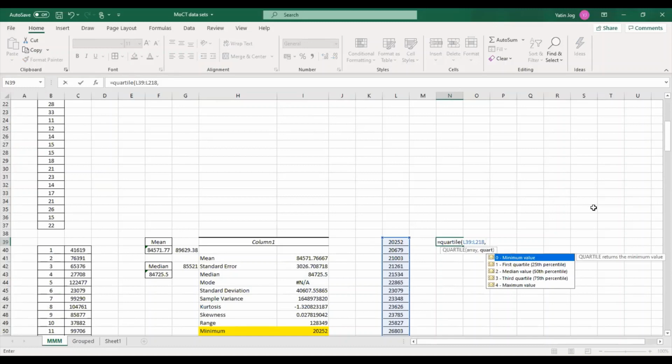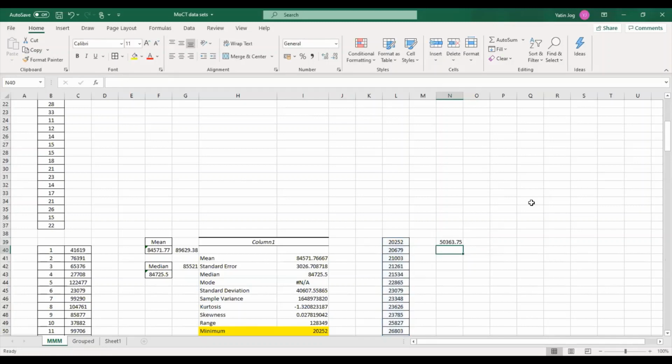First quarter means 25% of data will be below the first quarter, that is the 25th percentile. Second quarter means the median itself, because the median divides your data set into two equal parts, 50-50%. Third quarter means 75% of data will be below the third quarter, and the remaining 25% will be above it. Which quarter you want to calculate, you have to mention. If I say 1, that means I want to calculate Q1, the first quarter. Then my first quarter ends at 50,000.